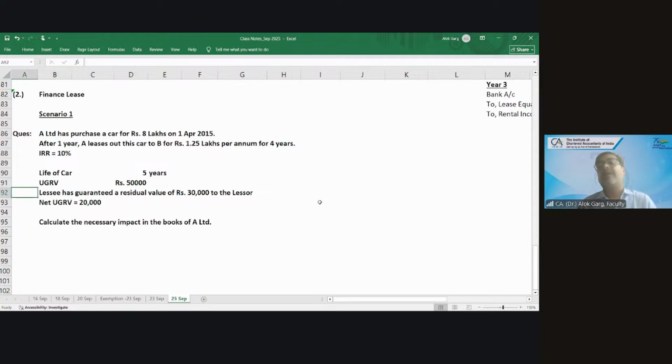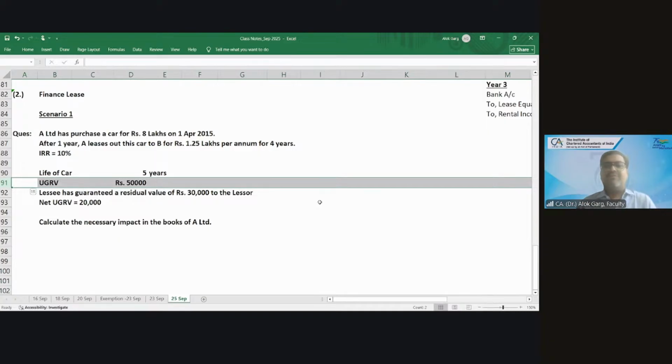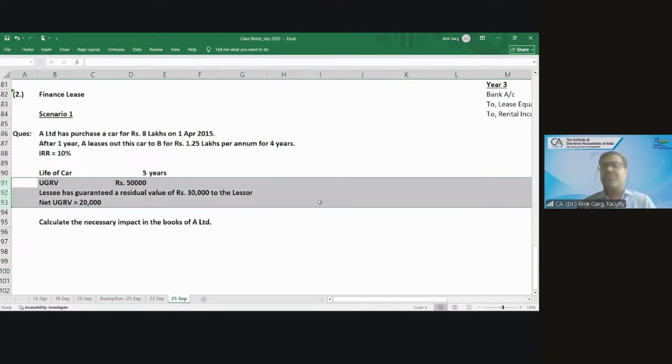From the lessee perspective, he has guaranteed only 30,000 rupees. Net unguaranteed residual value is 20,000. Why does the lessee generally guarantee the residual value? Let's see the concept. Generally this happens in the aviation industry, shipping industry. So let's say, Ayush, I have given my mobile to you, I have leased out my mobile for the purpose of using it.